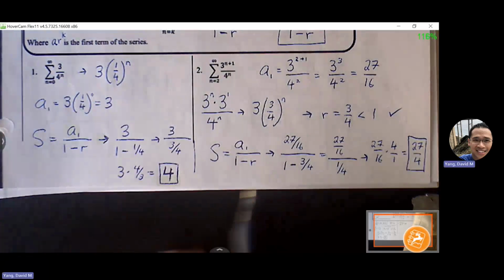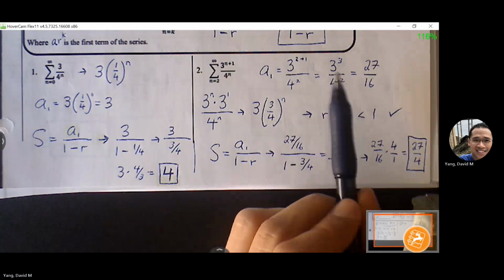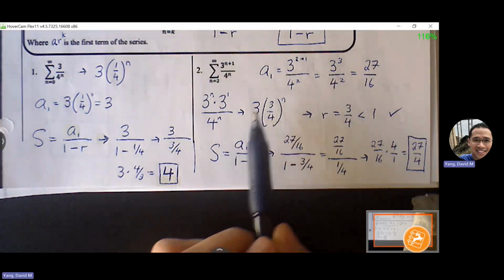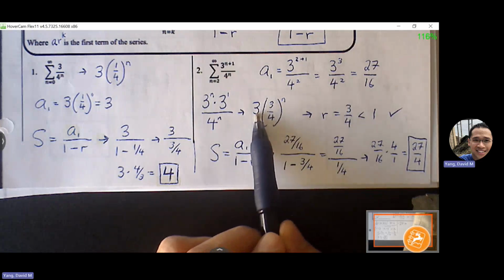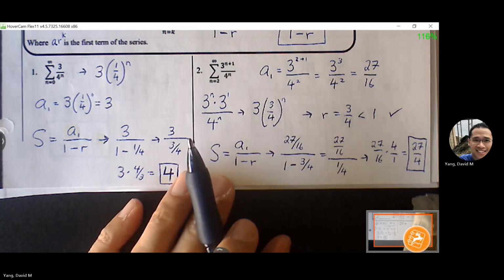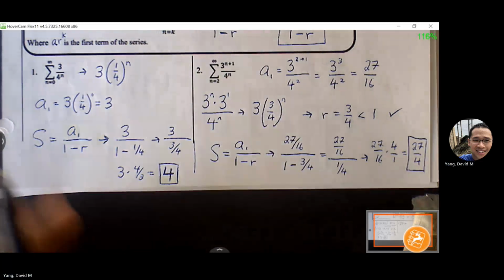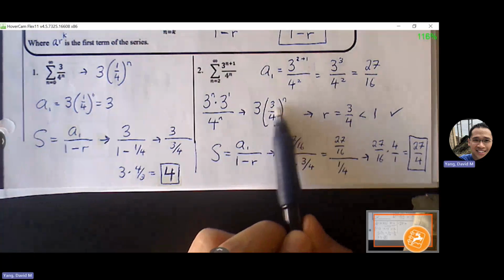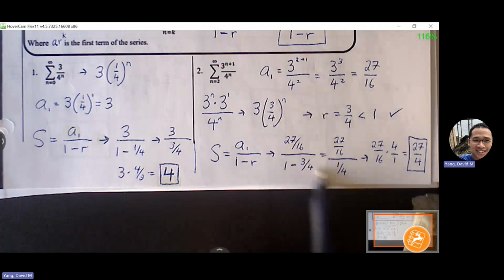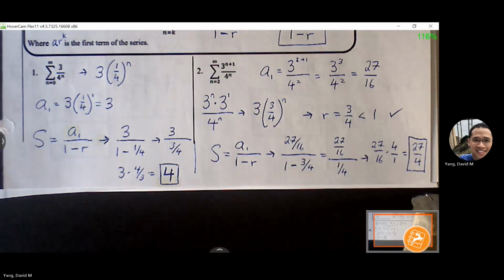Where does the 27 come from? 3 squared times 3. Let's see, is that right? Yes, 3 squared is 9, 9 times 3, and then 4 squared is 16. Okay, let's go to the next page.